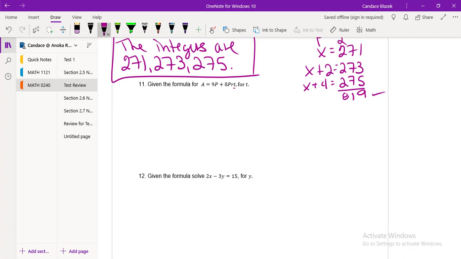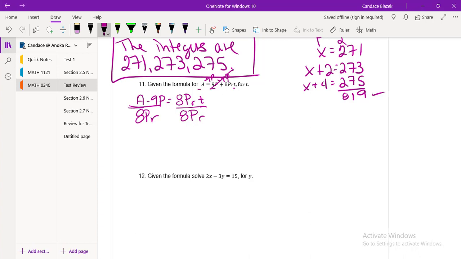So I'm going to move through the subtraction property of equality. I'm going to subtract 9p from both sides, which means I have A minus 9p is equal to, the 9p's cancel off the right, 8 times p r t. Now I want to solve for t. So that means I have to divide by the values that I'm multiplying times t, or these coefficients. So I'm going to divide both sides by 8pr.